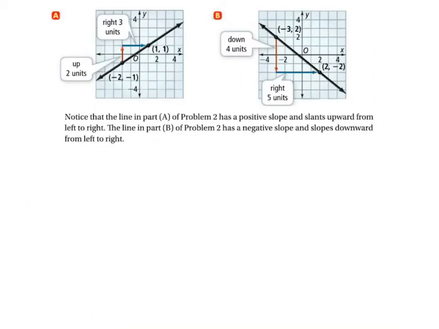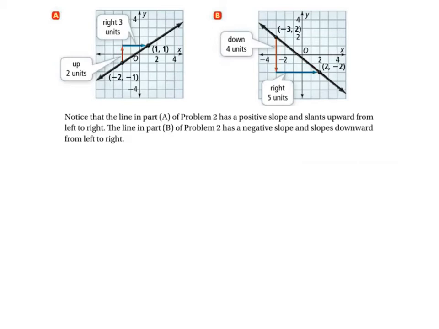One big important thing to note here is that as the rise is positive, the run is also positive. We're increasing by 2, we're increasing by 3. 2 over 3 gives you a positive number. It has a positive slope and it slants upward as you go to the right. Here, one is going down, the rise is negative as the run is positive. So if one of them is negative as the other one is positive, we're going to have a negative slope, and it's going to slope downward as you move from left to right.